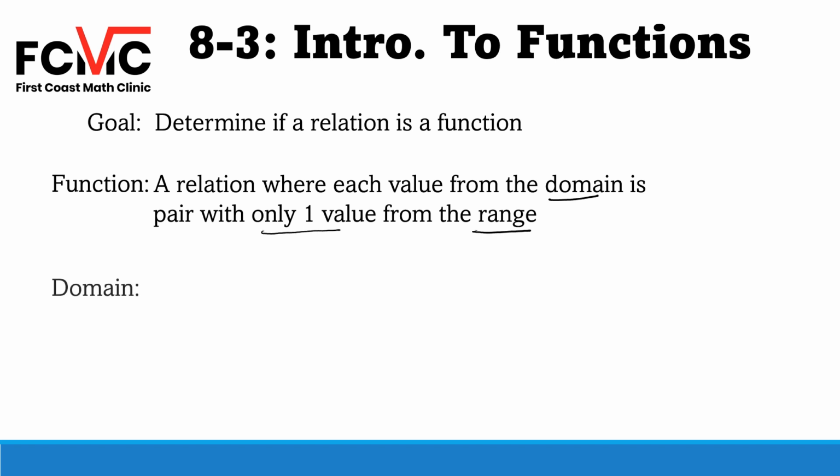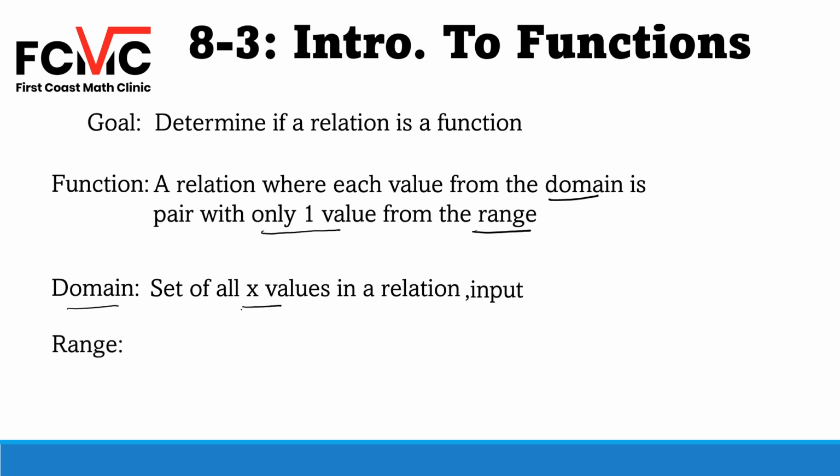So just a quick review of our domain. The domain is a set of all x values in the relation, so our input. So we're going to look at our x values, and our x values, or our domain, has to be paired with only one value in the range, and the range is the set of y values in the relation, or our output. This can get a little bit confusing.